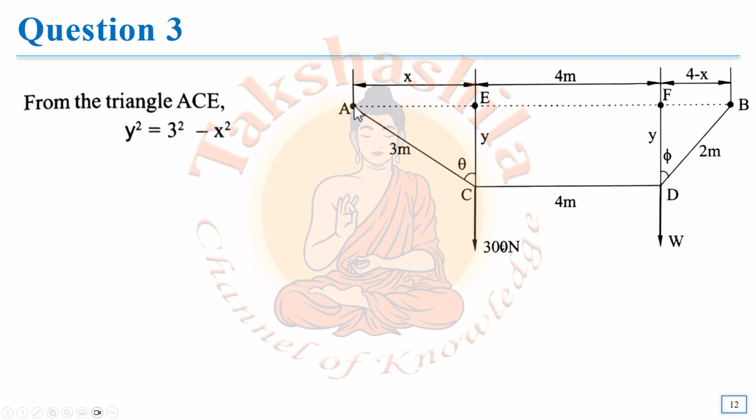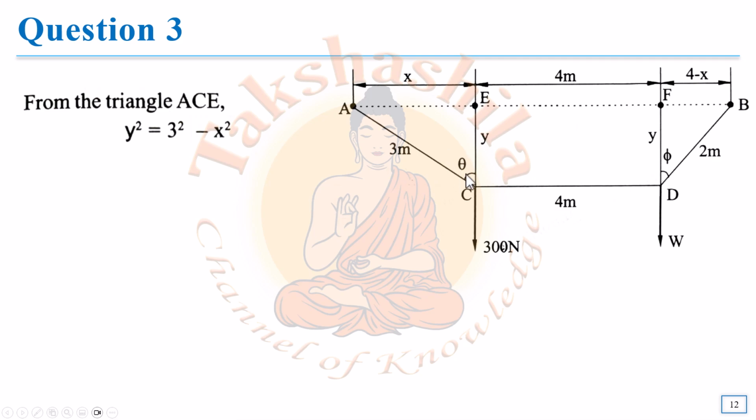Now, consider the triangle ACE. This is a right angle triangle. Let me mark this angle as theta. Please understand, we need to resolve the force acting in rope AC, and this theta starts from the line of action of this force and ends at the vertical y-axis. So I have marked this theta.